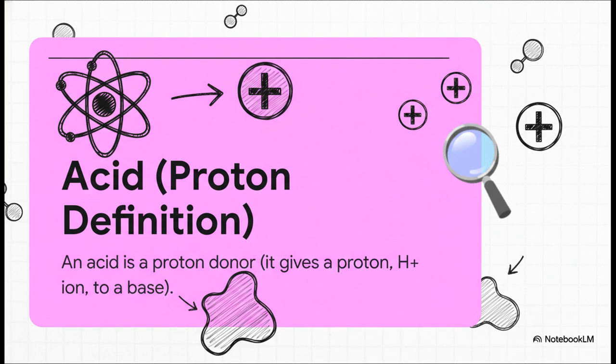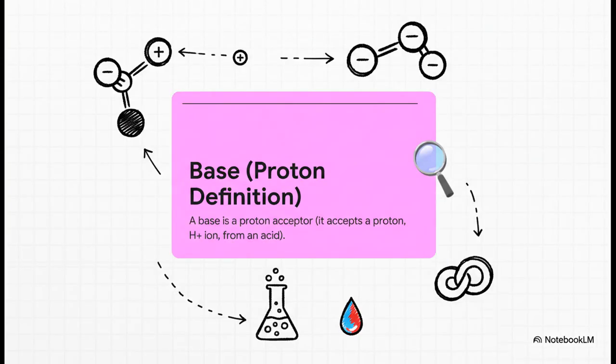Just a single proton, which means we can define an acid in a much more fundamental way. An acid is simply a proton donor. And if an acid is a proton donor, well, it only makes sense that a base has to be a proton acceptor. And that's it. That's the whole game. All that complex chemistry we saw, the fizzing, the color changes, the neutralization, it all boils down to this simple, elegant exchange of one tiny particle.